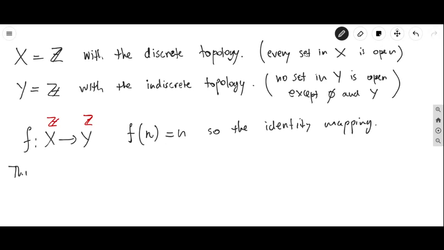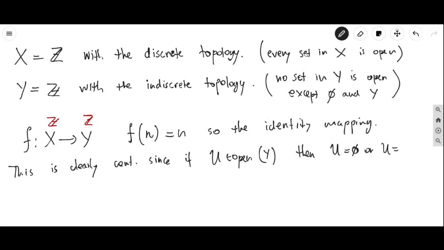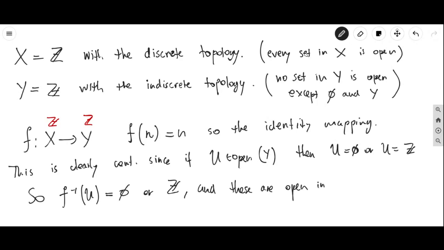So this map is clearly continuous, since if U is something that's open in Y, then U is either the empty set or U is the set of integers, because Y has the indiscrete topology. So we pick an open subset of Y, it's either the empty set or the set of integers. So F inverse of U, when you do the pullback, will either be the empty set or the set of integers. The pullback of the empty set is the empty set. The pullback of the set of integers is the set of integers, because this is the identity mapping. And both of these are open in X because the extreme sets are always open no matter what. But furthermore, X has the discrete topology, so everything's open.